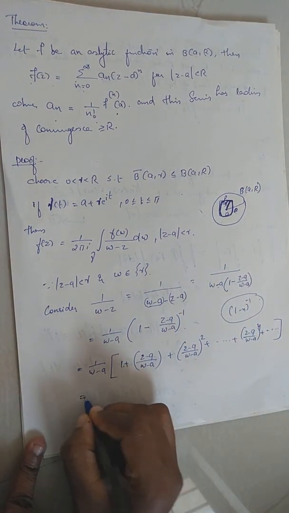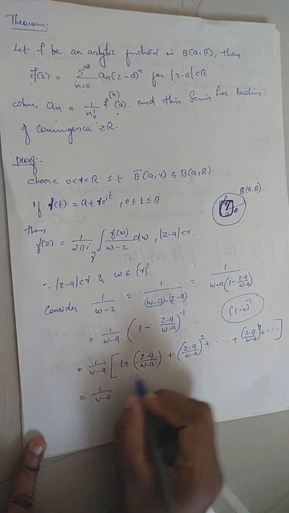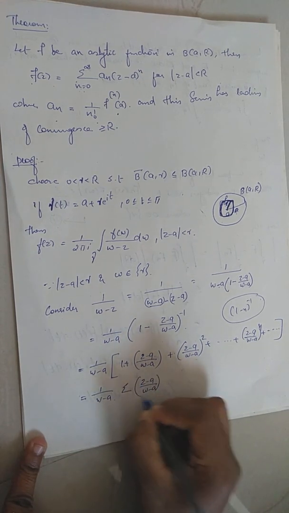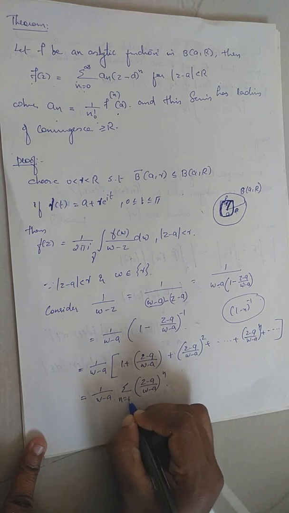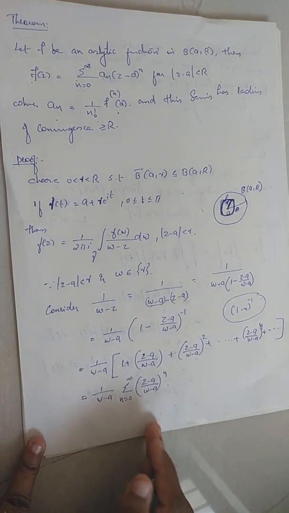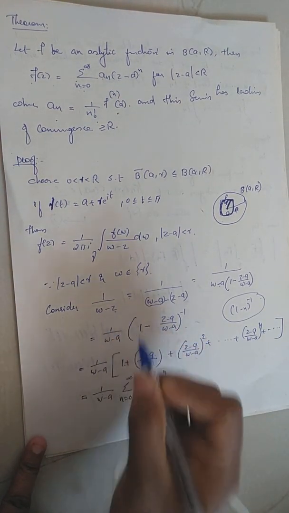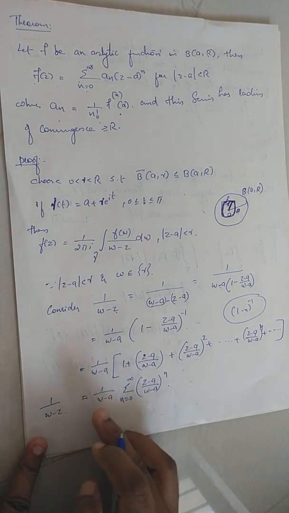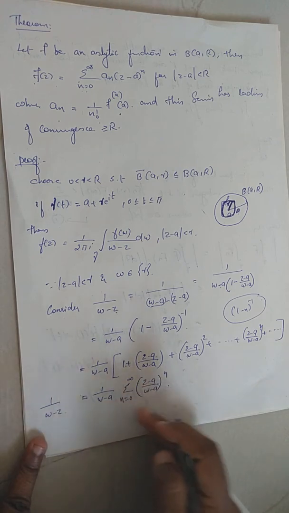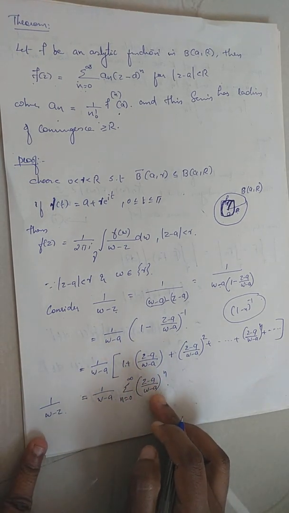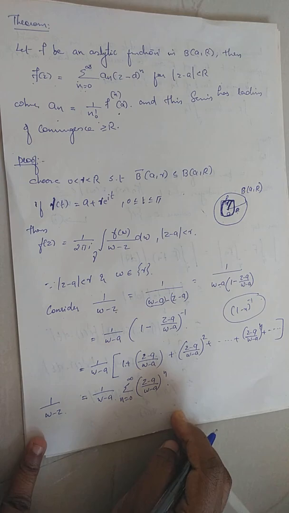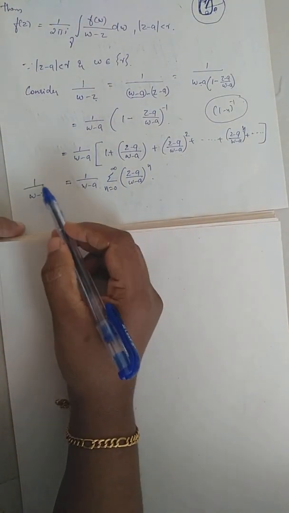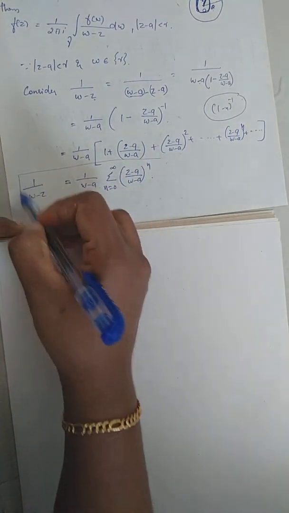So this is equal to 1/(w − a) times the sum over n = 0 to infinity of ((z − a)/(w − a))^n. So 1/(w − z) can be written as 1/(w − a) times the power series expansion of the form ((z − a)/(w − a))^n.